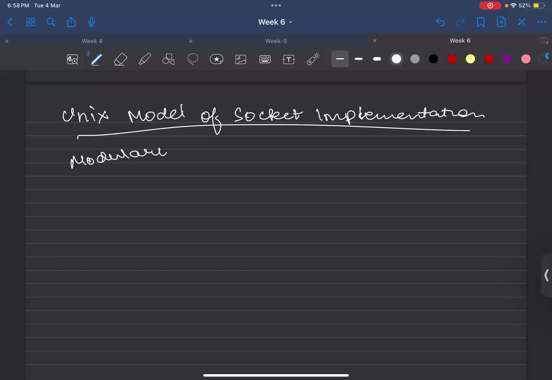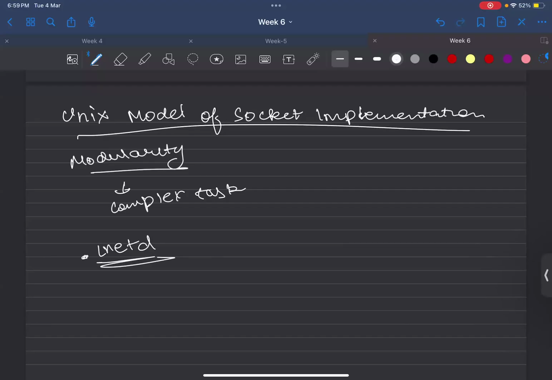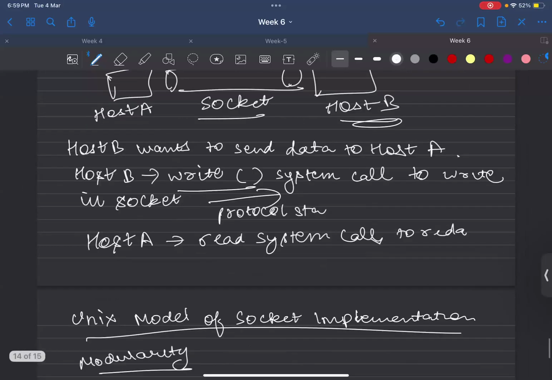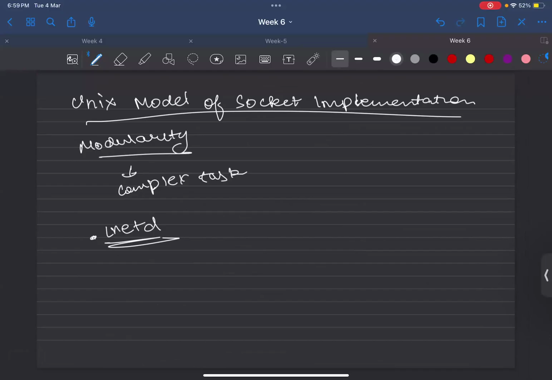There is modularity. What do I mean by modularity? Complex tasks are broken into modules or simple tasks. I'll say it's simple because it's focusing on a specific task only. And there is a word written as internet daemon. Can you tell me what is that? Don't worry if you are unable to get what is socket or anything. We'll discuss it.